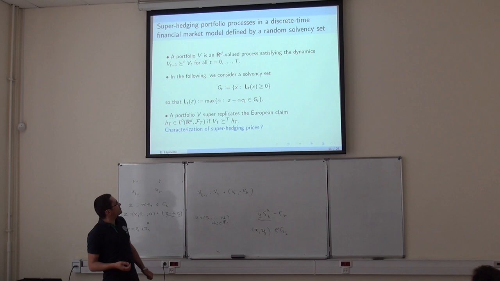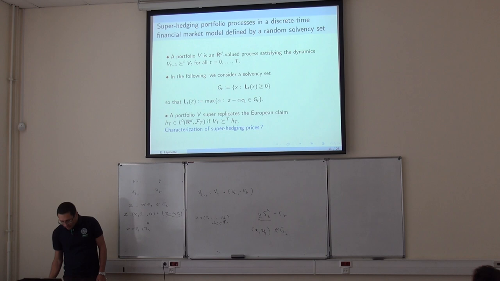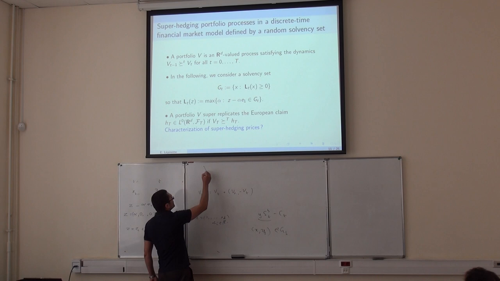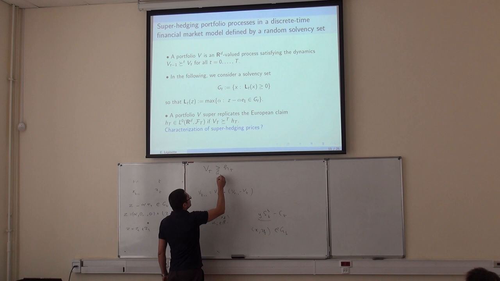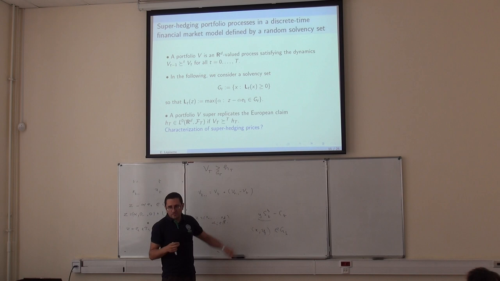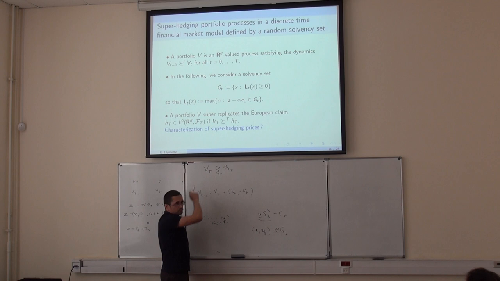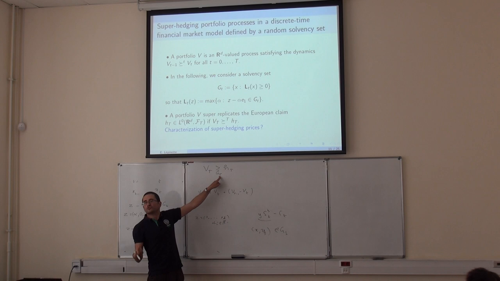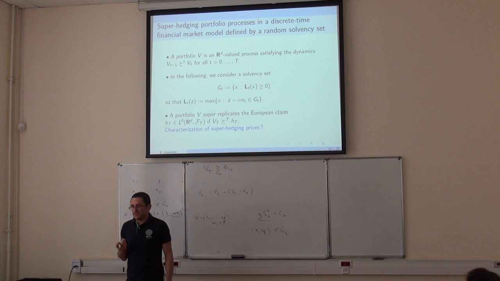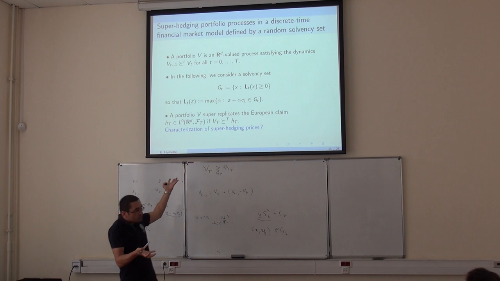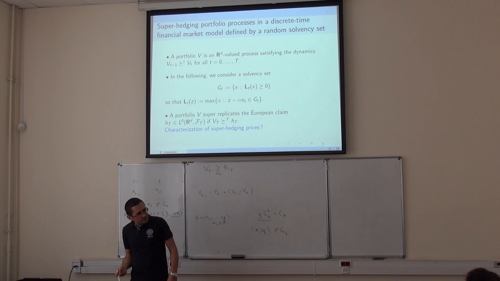super replicating prices. So, recall our model. And so our goal is to find portfolio processes V such that the terminal value VT is greater than a given payoff HT with respect to the solvency set GT. Here in our models, H capital T is a payoff expressed in physical units. So that this relation means that you can transform this position into the payoff, actually paying some transaction cost when liquidating the remaining part, VT minus HT. So this is a generalization of the well-known definition for frictionless models where portfolio processes are real valued. Okay?